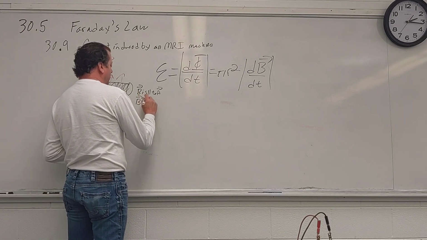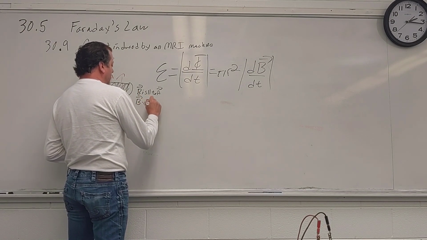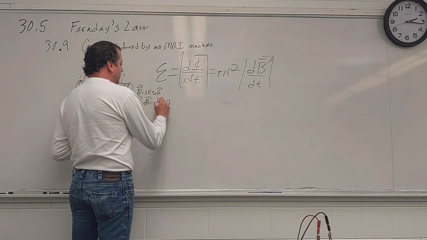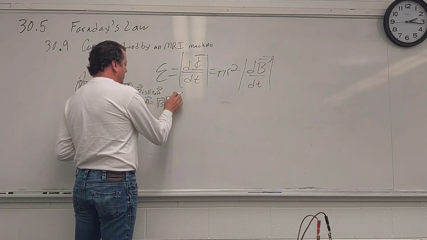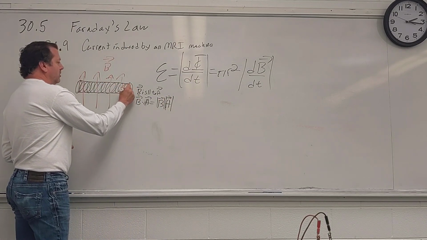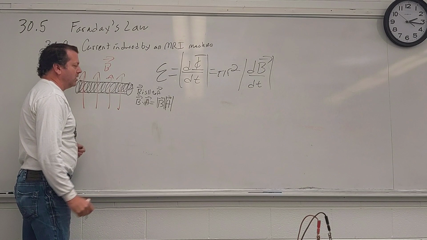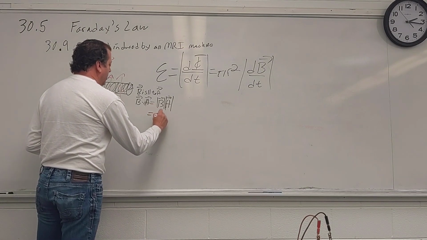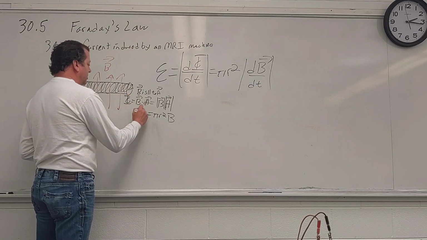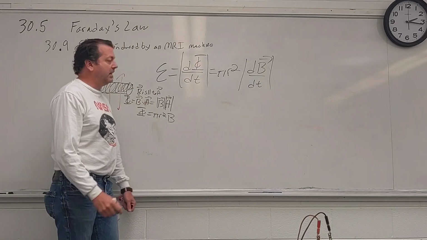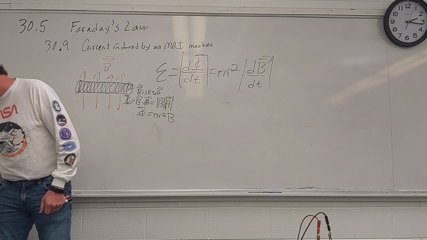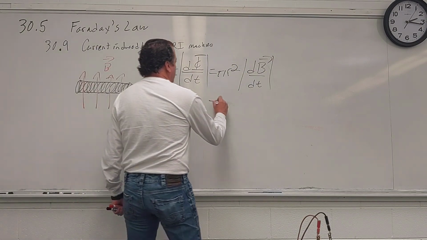So B dot A is just going to be equal to B times A, or the magnitude of the two vectors, right? And what's the magnitude of the circle? Over here, some circle of radius R is just pi R squared times B. And that's the flux. And that's how they got that. Alright, so how fast does this flux change?